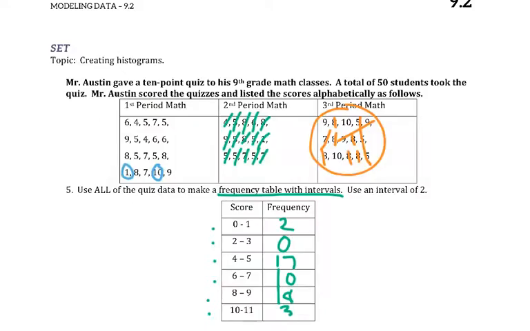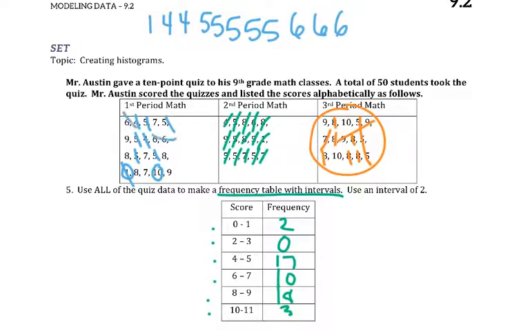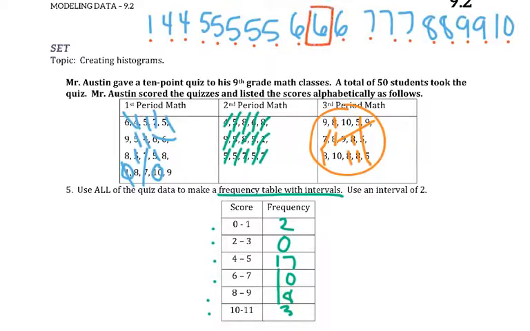Now we look for the median. It's always a good idea to write these in order. So we have 1, 4, 4, 5, 5, 5, 5, 5. Looks like 3 6s, 3 7s, 2 8s, 2 9s, and a 10. So we count 1, 2, 3, 1, 2, 3, until we find the middle. Our middle here is 6.